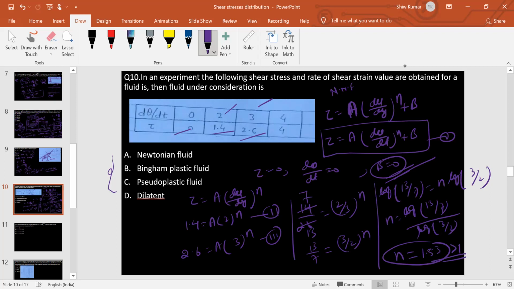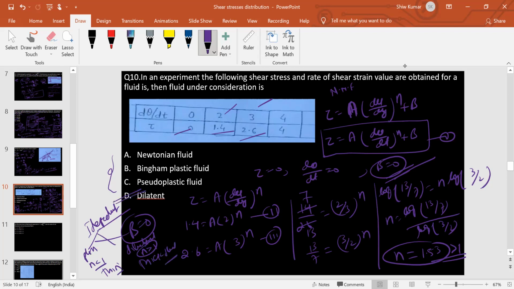If the value of b is 0, it indicates that it's time independent. Time independent means there are two types of fluids, pseudoplastic and dilatant. For a pseudoplastic fluid, the value of n must be less than 1, which indicates a shear thinning fluid, that is a thin fluid. Next is the dilatant fluid, where the value of n must be greater than 1, and this indicates a thick fluid.